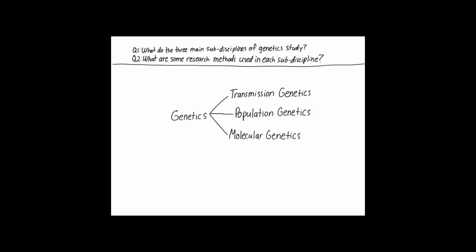So there are 3 main subdisciplines of genetics. There's transmission genetics, population genetics, and molecular genetics. We'll start with transmission genetics.